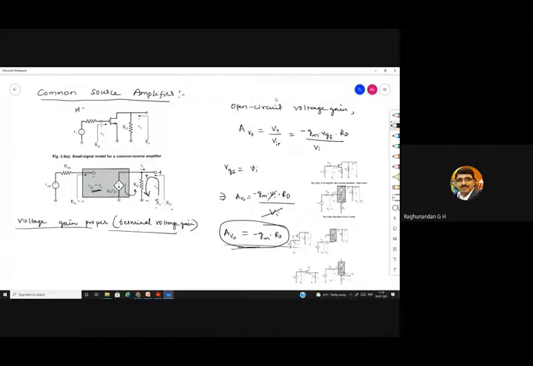Okay, this is the open circuit voltage gain, which deals with the output and the input. Voltage gain proper deals with respect to the load which is connected to the output. Suppose along with this RD, you are going to connect one more resistance.